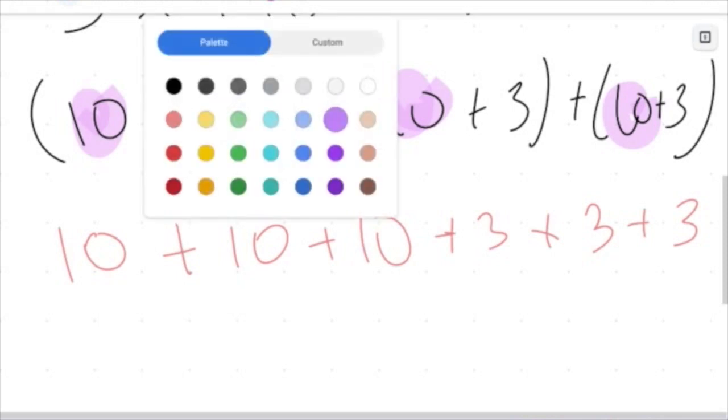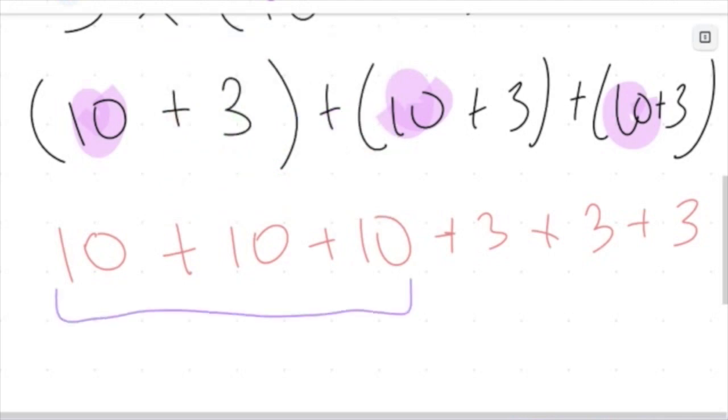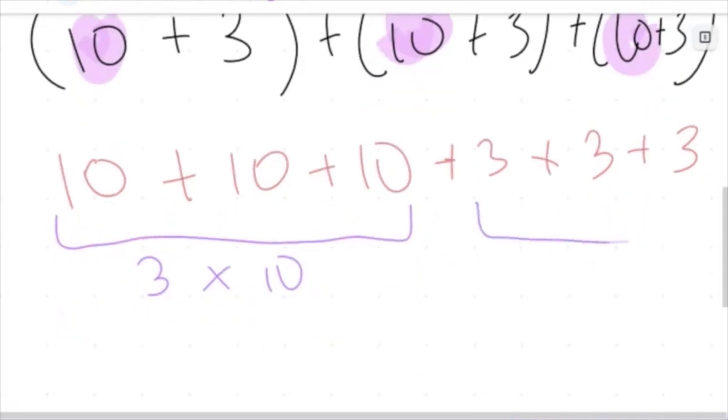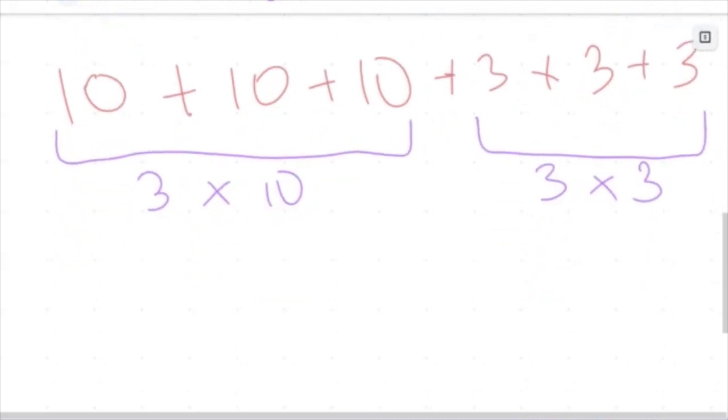Now, here I have how many groups of 10? Well, I have 3 groups of 10. So I can write that as 3 times 10. And here I have 3 groups of 3. So I can write 3 times 3. Now, from our times tables, you can see that on this side, sorry, I forgot a plus here. I'm going to get 3 times 10 from my times tables.